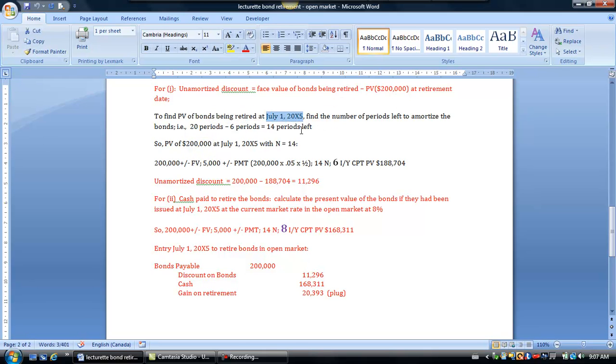20X5. So now you know that when we calculate the present value at any point in time, we're looking to find the value for N, the number of interest payments that we would have made from the date we're calculating the present value onward, right? That's what we do when we calculate present value. We want the present value of the bond at a certain time, and we calculate N to the maturity date. Right? So the point we're making here is that the number of periods we would have had left to amortize any discount on the bonds would have been the full 20 periods less the 6 periods that we've already amortized.